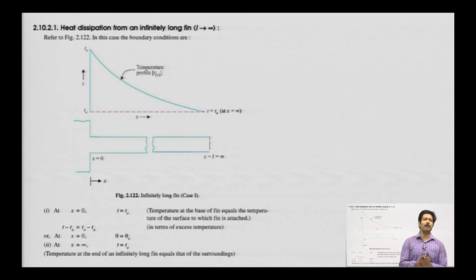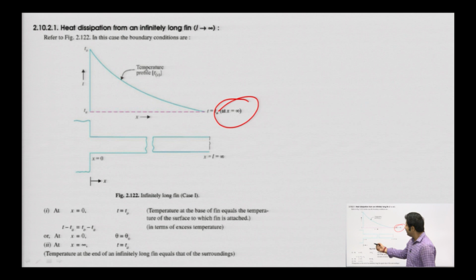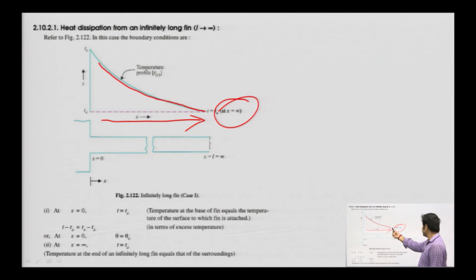So heat dissipation from an infinitely long fin, I've already told you that this is quite theoretical, hypothetical, but quite easier to understand how it goes on. So heat dissipation from an infinitely long fin, that is L tends to infinity. In this case, x is approaching infinity, and as we move along the direction of x, the temperature profile starts decreasing, and it eventually comes to the ambient temperature.